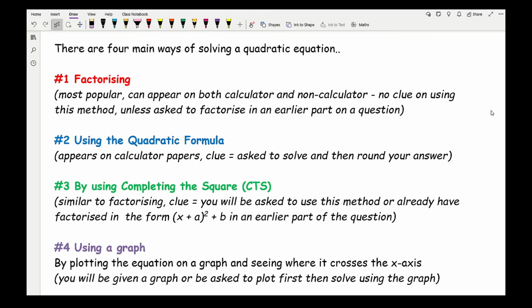You might find, if you're doing the foundation paper, that factorising may be an earlier part of the equation, and then you're using that factorising to solve it, but again I'll go through that in another video. The next one is looking at the quadratic formula.